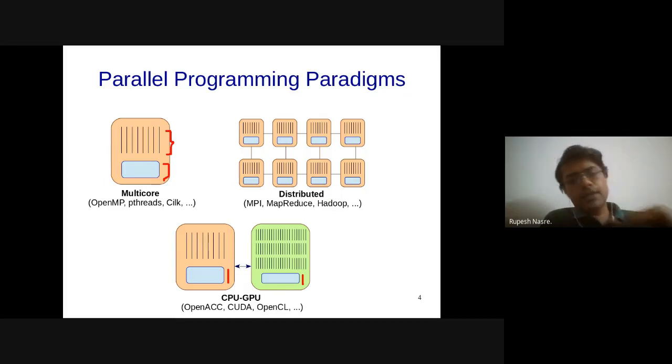So as you can see, the CPU GPU part has similarities with both multi-core as well as distributed. The multi-core part, because both the CPU computation here as well as the GPU computation here can happen in a shared memory environment. For example, all the threads which are running on the GPU will have access to this memory, which means that this is very similar to a shared memory system as a multi-core system.